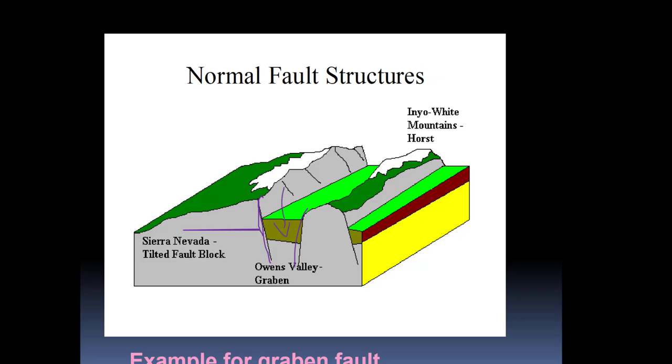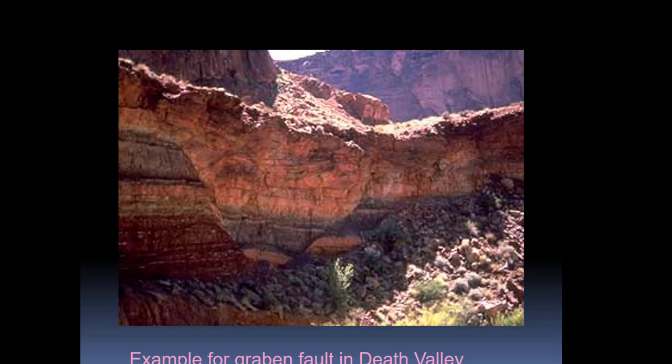This here is a typical facing each other normal fault right here. So it's one fault, and this happens at the Inyo White Mountains in Owens Valley. It's the Sierra Nevada, so it's in California. I have another one, and this here is the Graben fault at that valley.